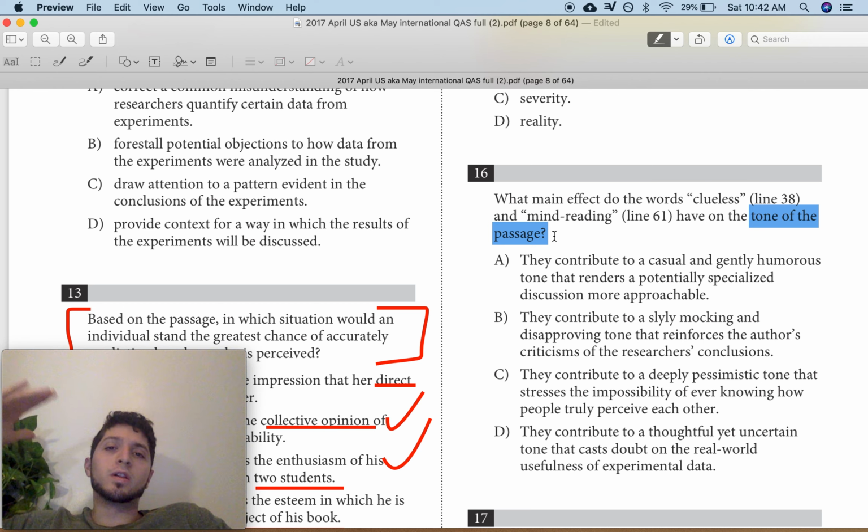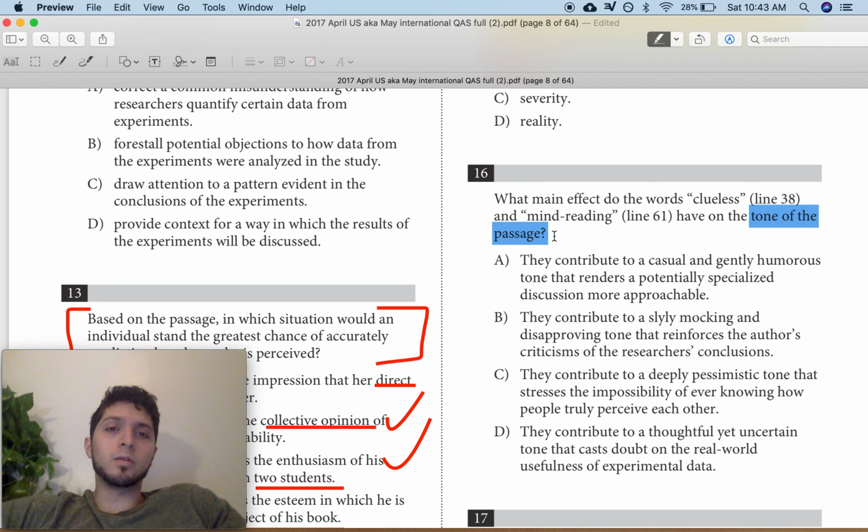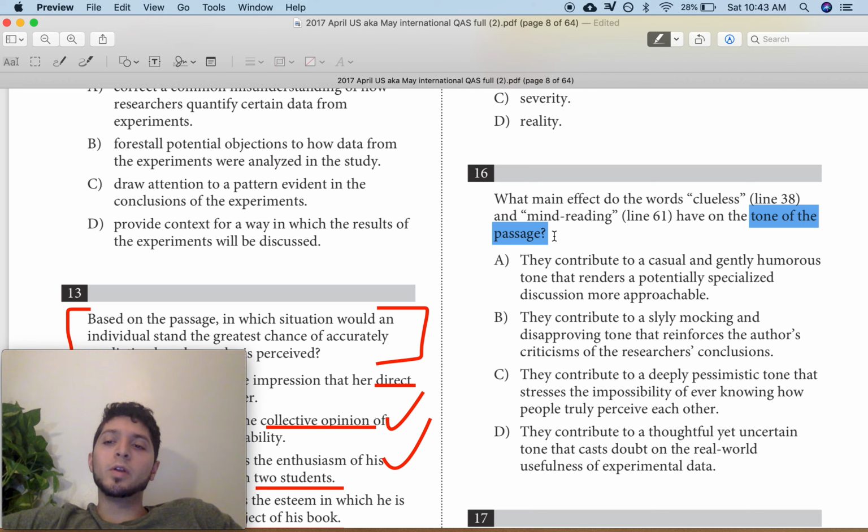Because they might be, with "clueless" and "mind reading," trying to emphasize something specific, right? However, when they ask about tone, and it ends up kind of working in this question, it's not going to work in all questions. But when we're looking at tone, we're talking about tone in the passage. What I tell my students oftentimes is that the SAT is very simple with its tone. In reality, you can have so many different types of tone. You can have sarcastic, you can have ironic tone, you can have a disappointed tone.